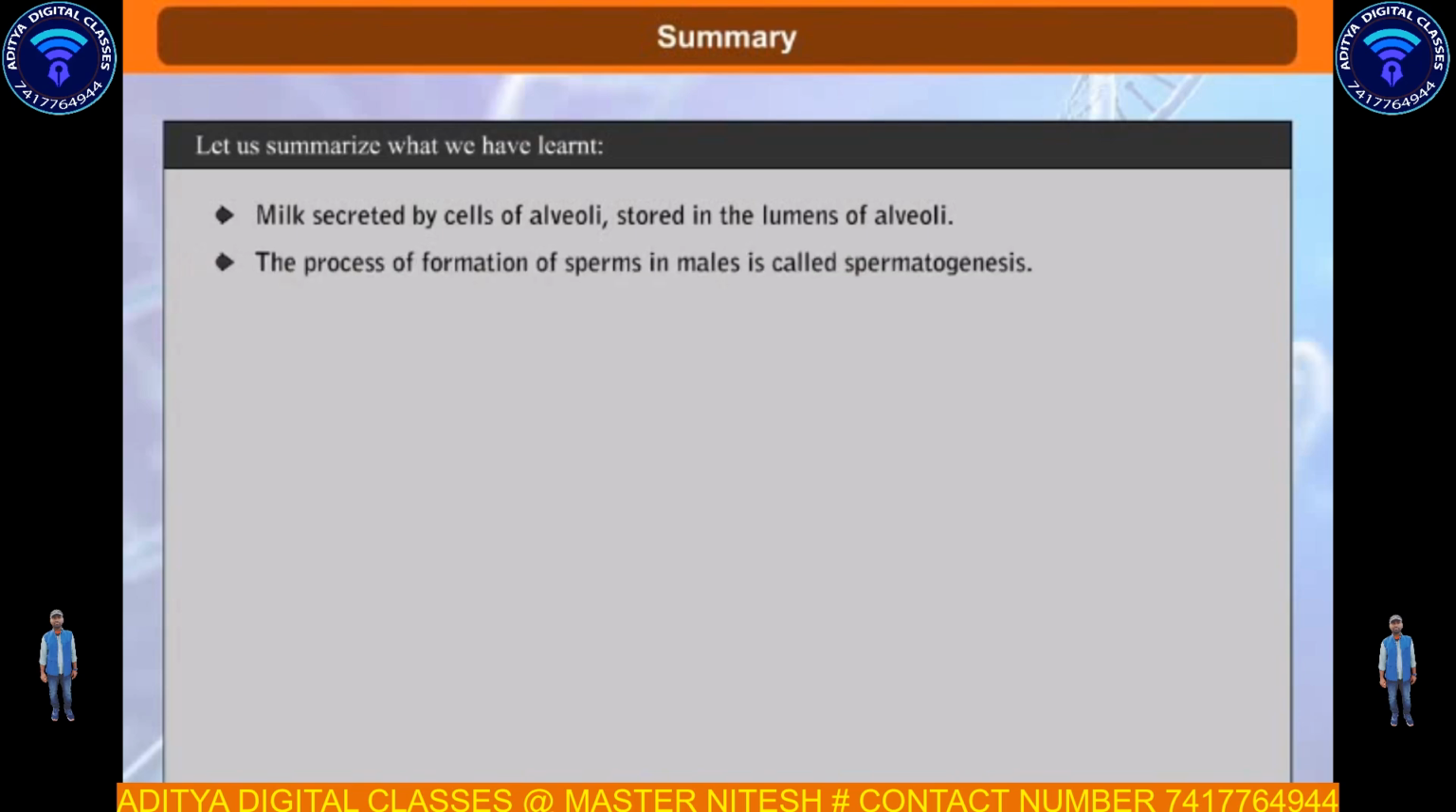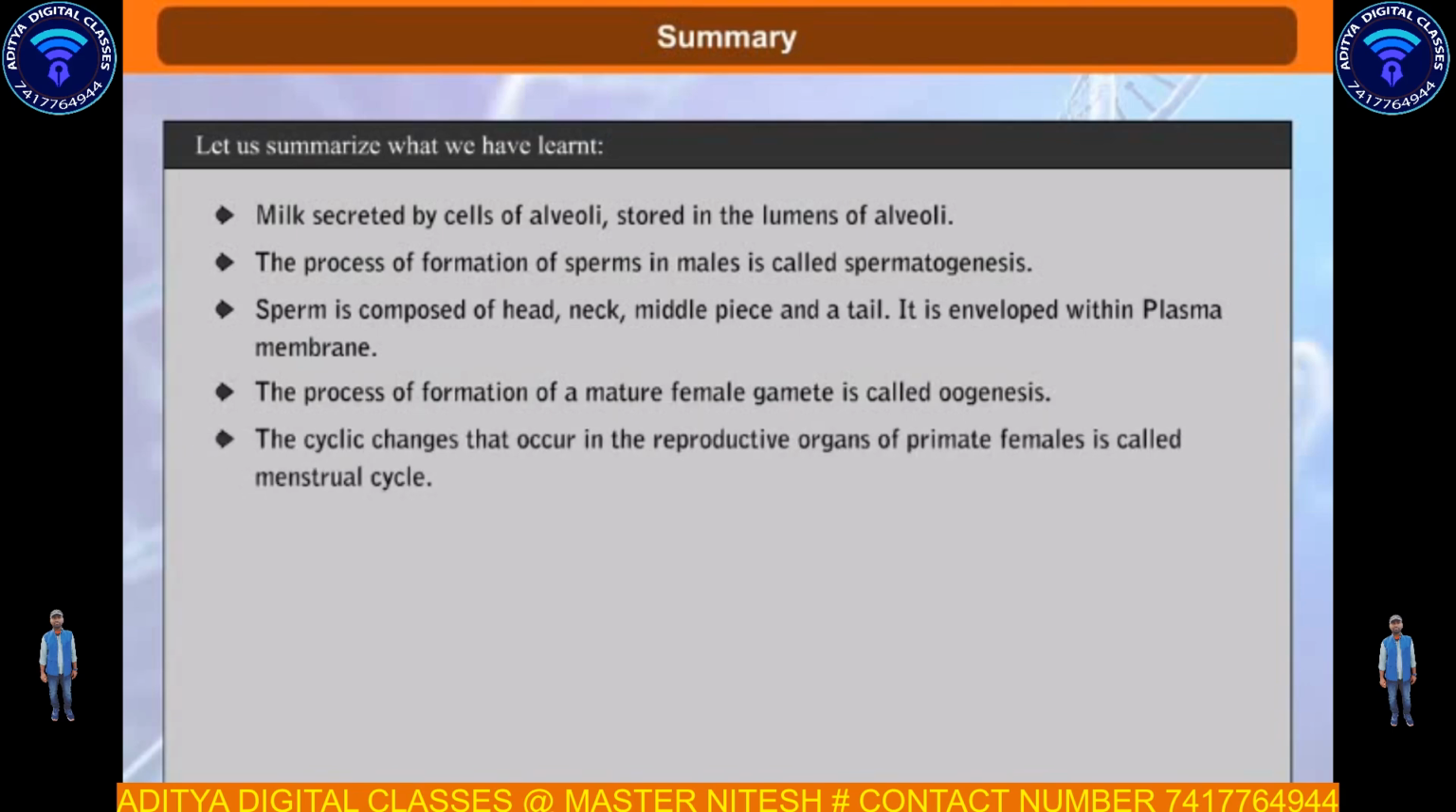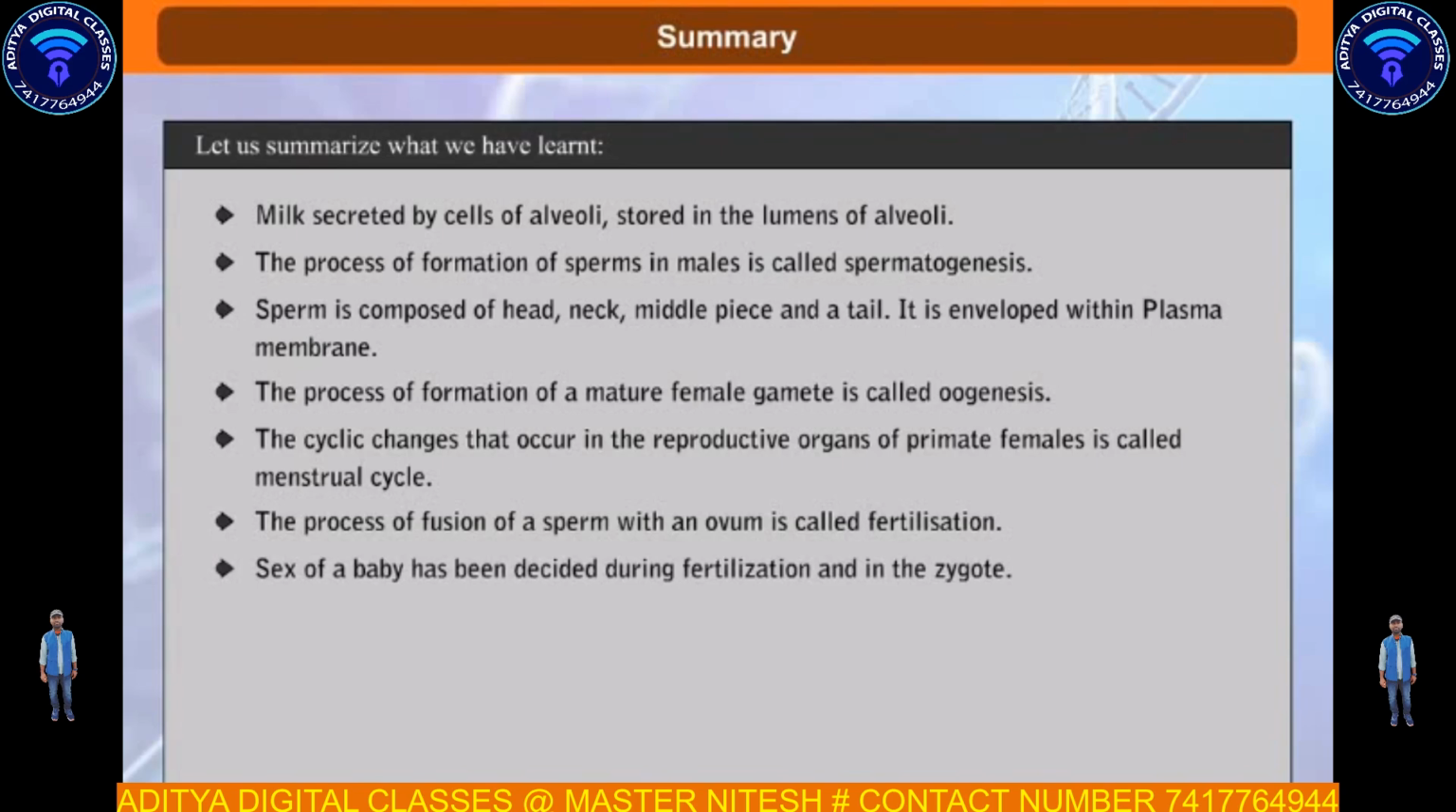The process of formation of sperms in males is called spermatogenesis. Sperm is composed of head, neck, middle piece and a tail. It is enveloped within plasma membrane. The process of formation of a mature female gamete is called oogenesis. The cyclic changes that occur in the reproductive organs of primate females is called menstrual cycle. The process of fusion of a sperm with an ovum is called fertilization. Sex of a baby is decided during fertilization, in the zygote.